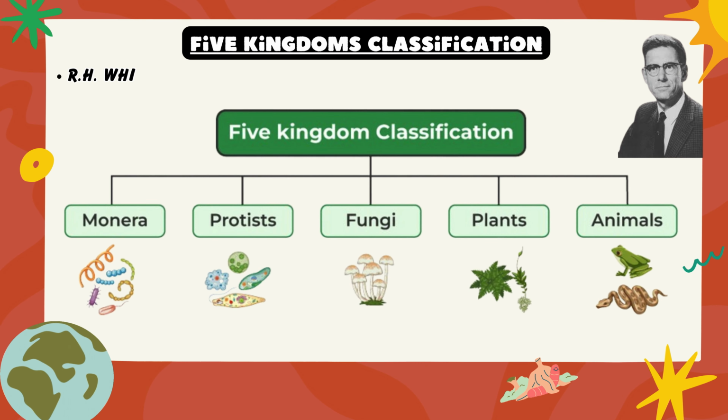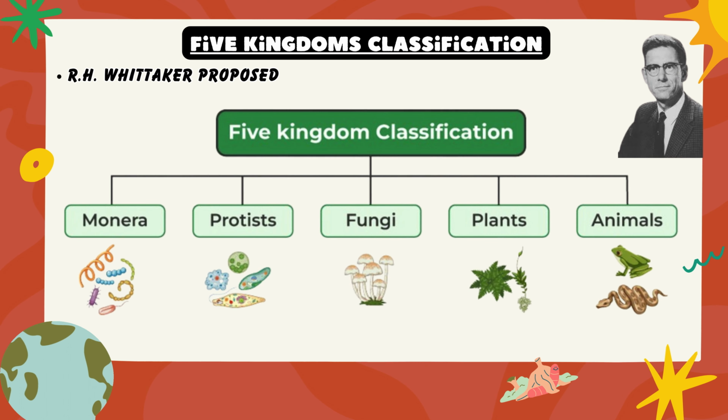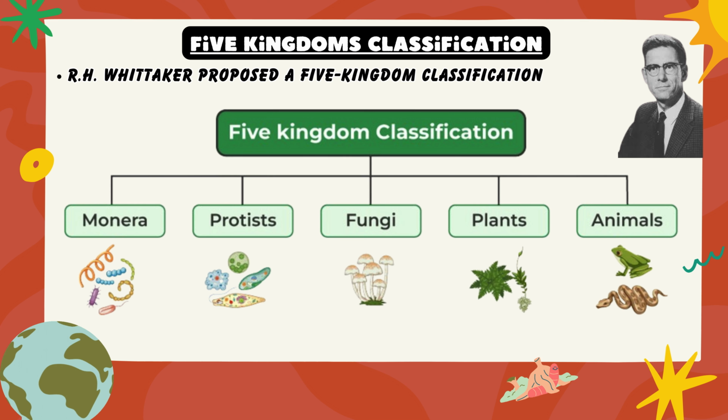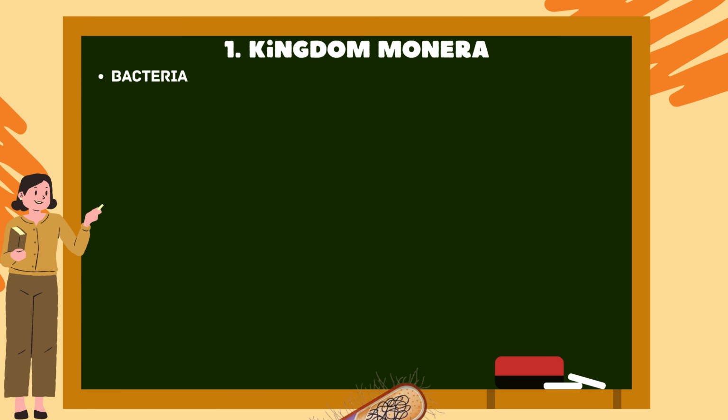Five kingdom classification. R.H. Whittaker suggested the five kingdom classification. The classification of these five kingdoms is as follows: Monera, Protista, Fungi, Plantae and Animalia. The classification was based on organization of thallus, cell structure, mode of nutrition, phylogenetic relationship and mode of reproduction. Now we will discuss in detail.